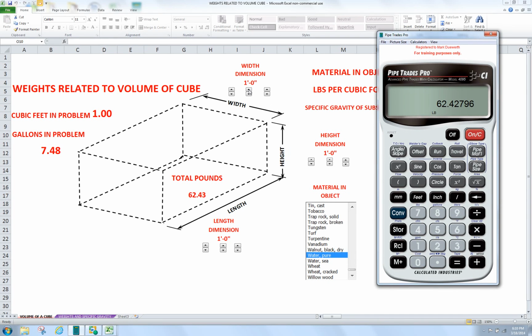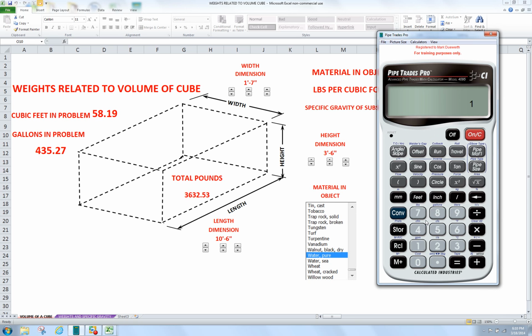If we change this width dimension to say 1 foot 7, we change the height dimension to 3 foot 6, and we change the length to say 10 feet 6 inches, we just punch it in. We press convert clear. Here's our new problem: 1 foot 7 by 3 foot 6 by 10 foot 6. Say it's a cooling tower on a roof. We could press convert clear, as I always do with the Pipetrades Pro.